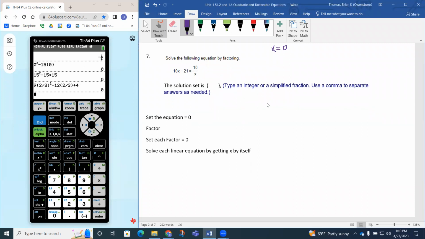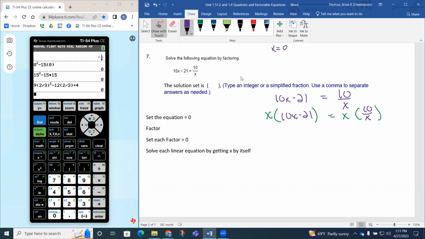As we move forward in solving this, one of the things in equations is we don't want fractions. So when I have 10x minus 21 equals 10 over x, what we want to do is multiply by the least common multiple of the denominator. In other words, the only denominator we have is x. So we want to multiply each side by x. On the left side, the 10x minus 21, we're going to multiply by x. And on this side, we're multiplying the 10 over x by x.